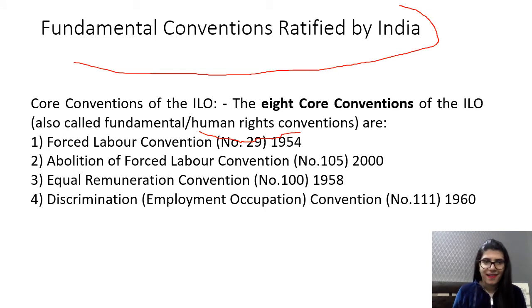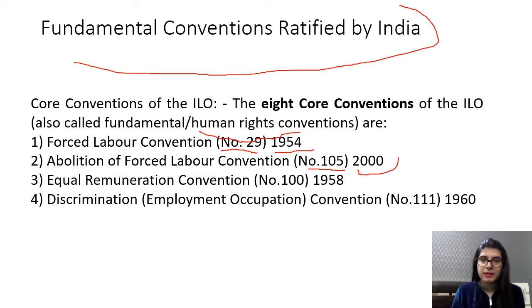The first is the Forced Labor Convention, and you need to remember the numbers of the conventions as well. It's Convention number 29, and it was adopted by India in the year 1954. The things and facts that I'm telling you today, you have to learn them. Then the Abolition of Forced Labor Convention, which is Convention number 105, was adopted by India in 2000.